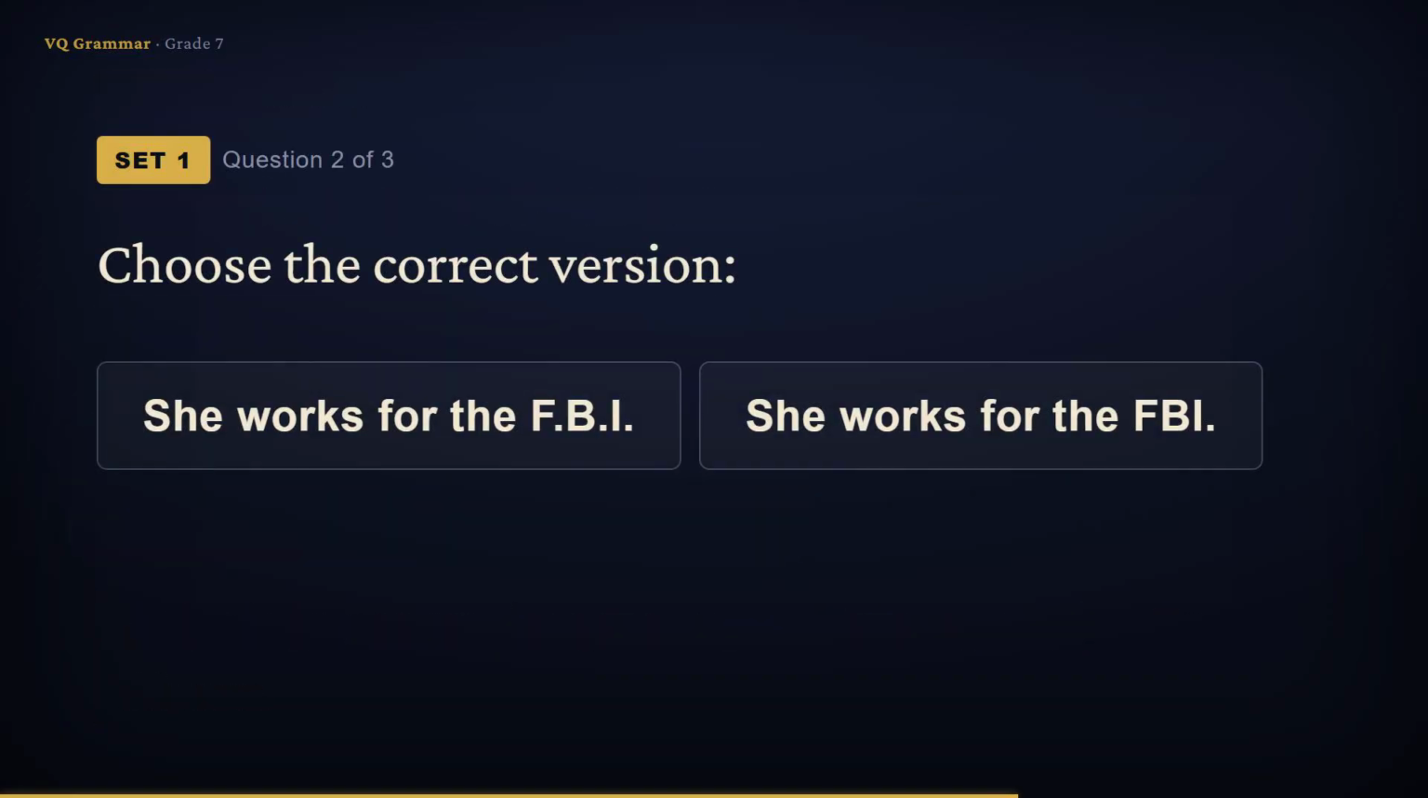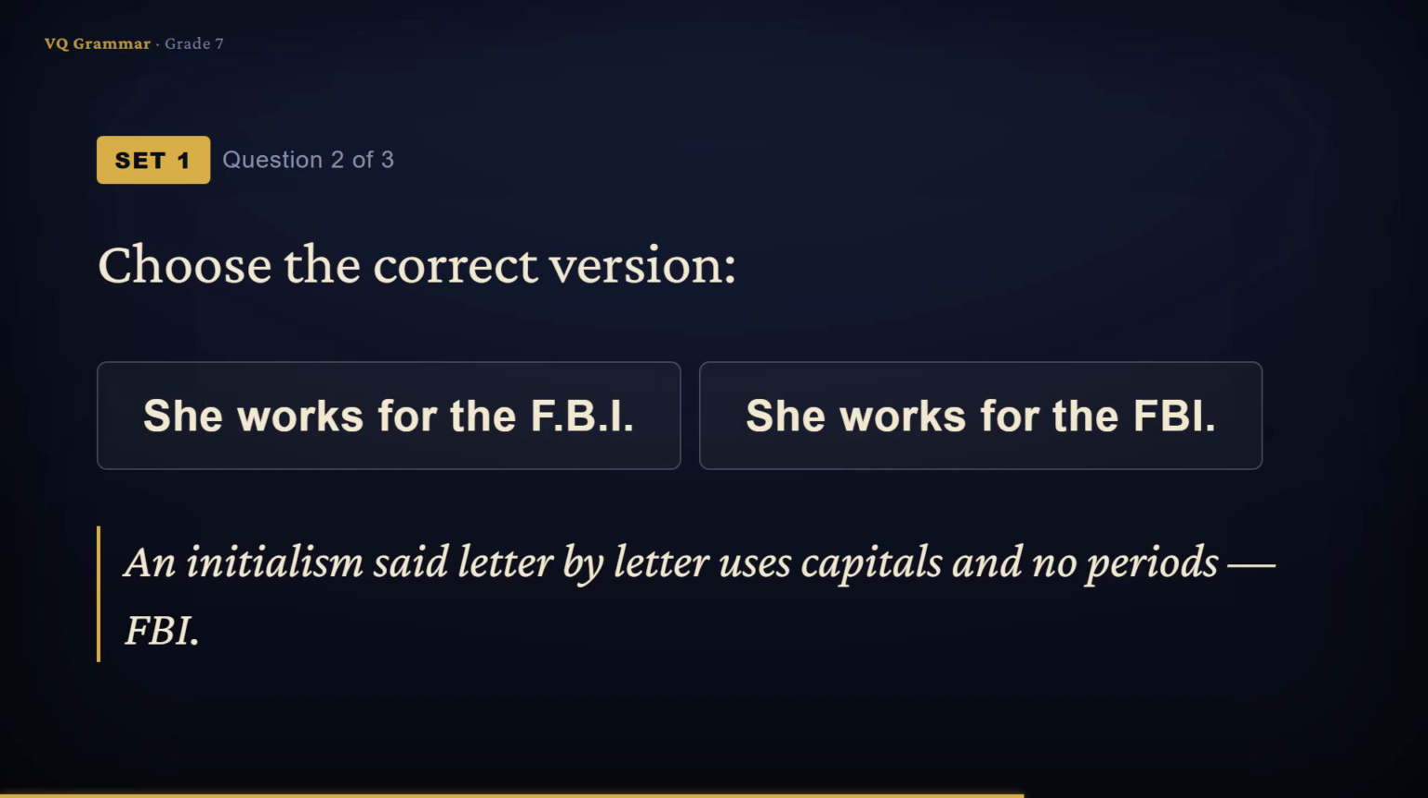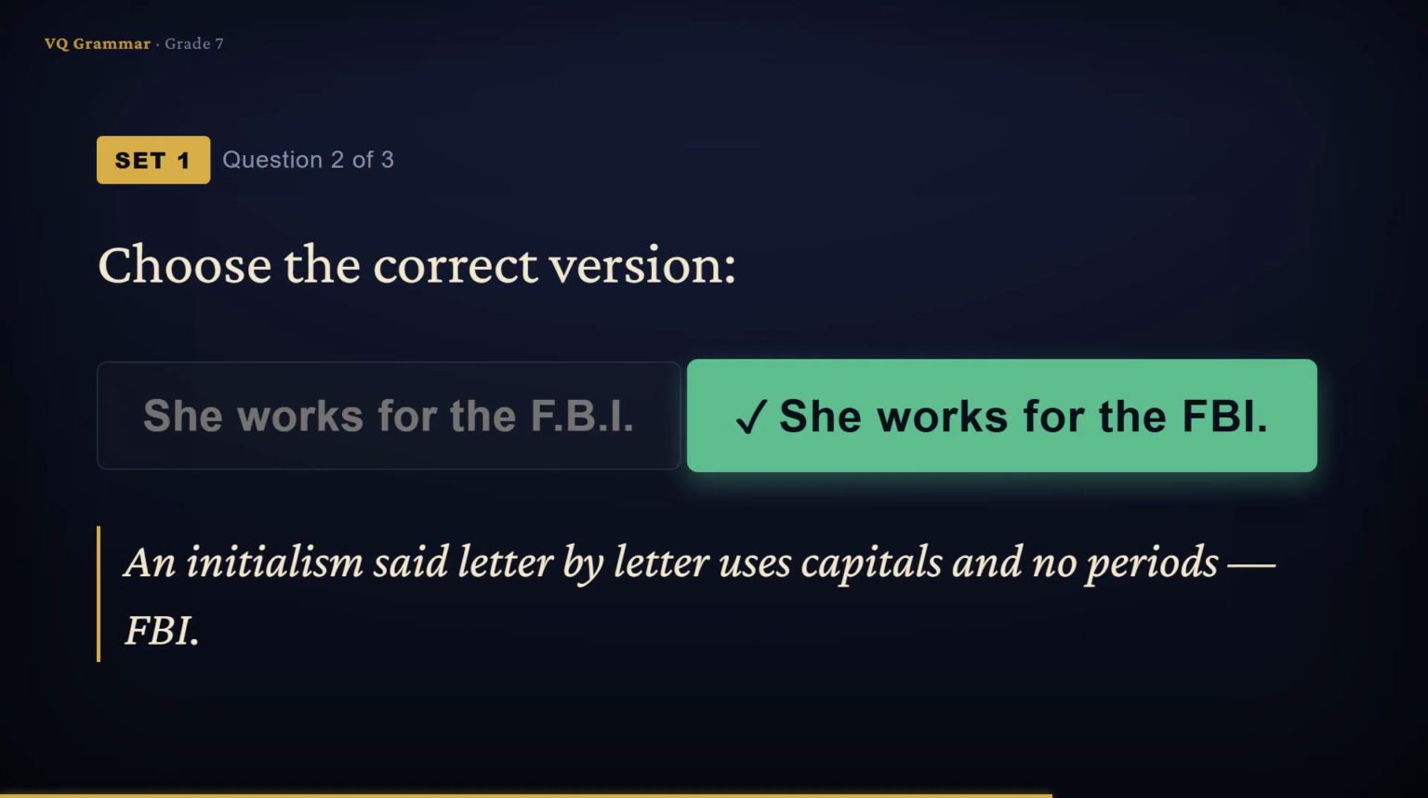She works for the FBI. We say those letters one at a time, F, B, I, which makes it an initialism. Initialisms are written in solid capitals with no periods, so the answer is the second option.